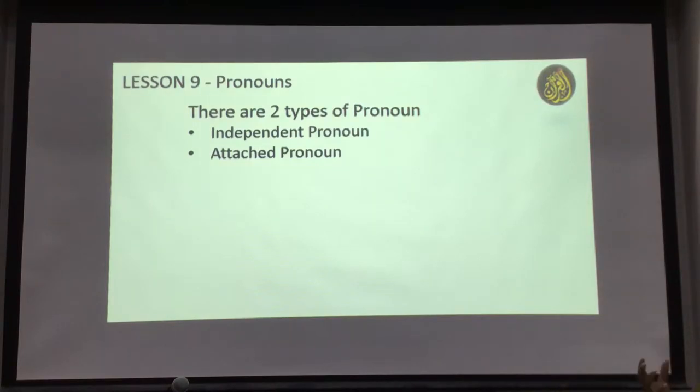Just before we go through the pronouns, remember, we talked about the four properties: status, number, gender, and type. So which one has the pronoun? Type. There are seven things that we read and say are proper, and one of those was pronouns. So pronouns are always of the type proper.